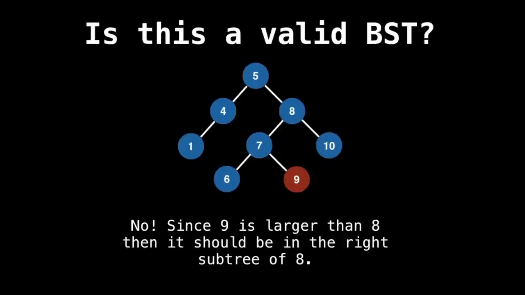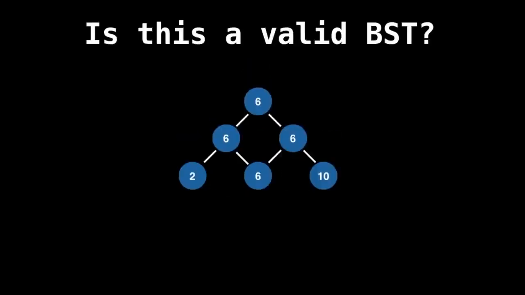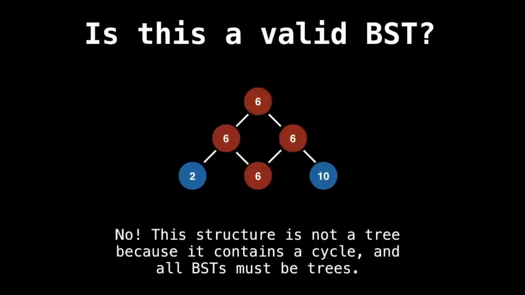No, this is not a binary search tree. And the reason is the node 9 is in the wrong position. When we would be inserting 9, we would have to place it in the right subtree of 8 because 9 is larger than 8, so it belongs in its right subtree. How about this structure? This structure isn't even a tree actually, because it contains a cycle. And the requirement to be a binary search tree is that you must be a tree.